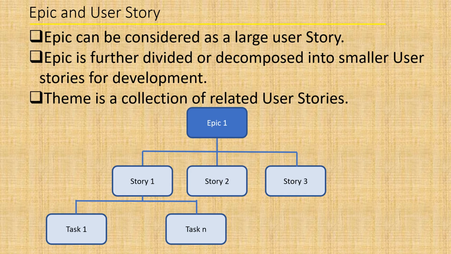And what is a theme? Theme is nothing but a collection of related user stories. Okay, so this is a pictorial diagram, let me just highlight it. Like we have an epic one. It could be anything, and this epic consists of three user stories: user story 1, 2, and 3. And similarly, user story 1 can be developed using n number of tasks. So user story can be divided into tasks, like what exactly needs to be done as part of that user story.